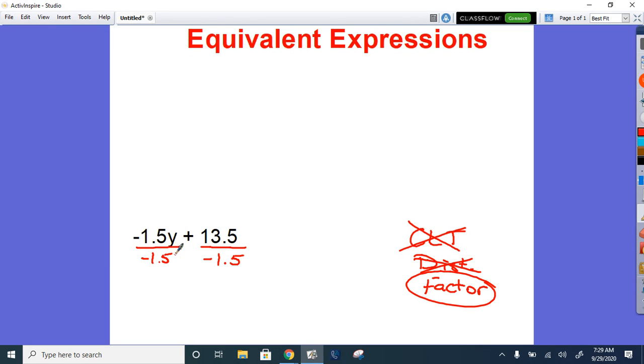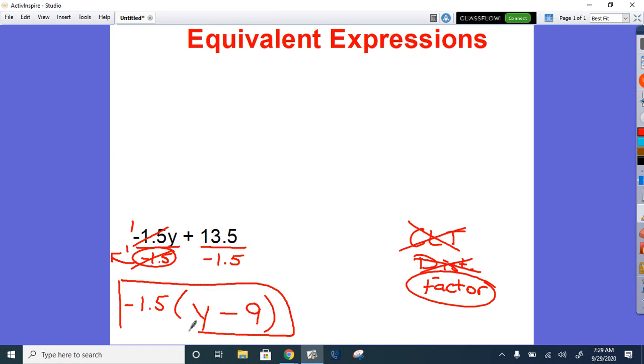That 1.5, remember, we're going to take and pull out of our distributive property problem. We are just doing reverse distributive property here. It ends up becoming negative 1.5 times the quantity. Negative 1.5 divided by negative 1.5 ends up becoming 1, so you're left with 1y. I have a positive divided by a negative, which is a negative. And then 13.5 divided by 1.5 ends up becoming 9. So this right here, negative 1.5 times the quantity y minus 9, ends up being your equivalent expression for that as well.